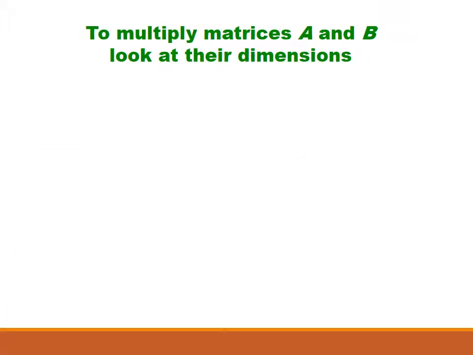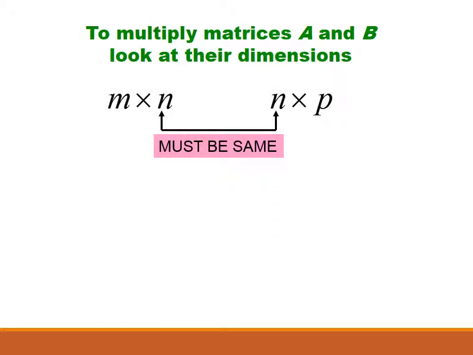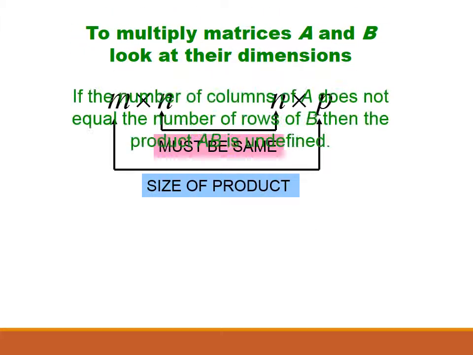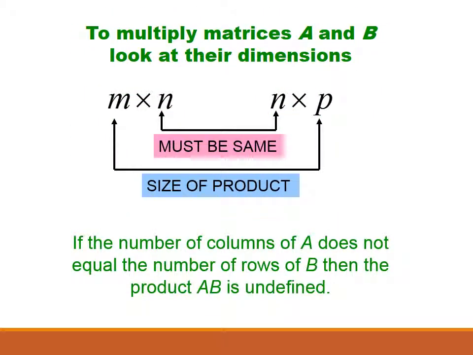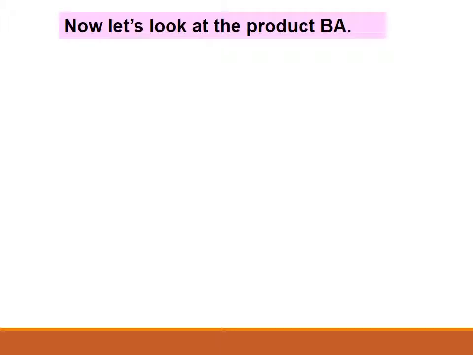To multiply matrices A and B, look at their dimensions. If the number of columns of A does not equal the number of rows of B, then the product AB is undefined. Now let's look at the product BA.